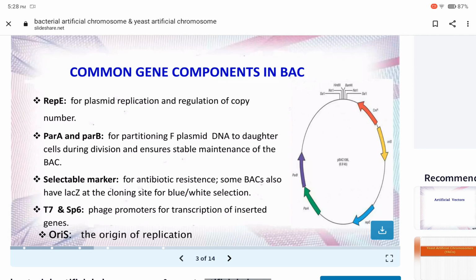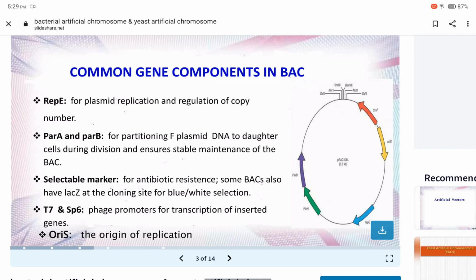And ParA and ParB are for the partitioning of the plasmid. They help whenever the cell is dividing. It ensures that the bacterial artificial chromosome copies also get transported into daughter cells.